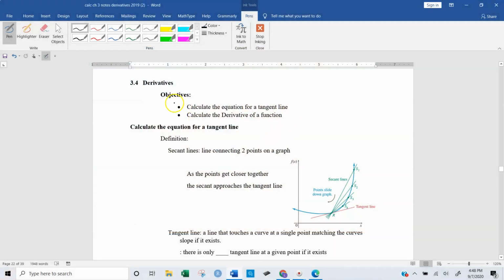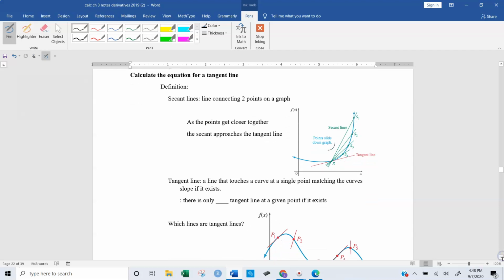First, we're going to calculate the equation of a tangent line, and then calculate the derivative for the function. So we've already found the rate of change at this tangent line. Now we're actually going to create the equation for that tangent line. Remember the secant is the 2 points. As the secant points get closer and closer together, we get closer and closer to this tangent line.